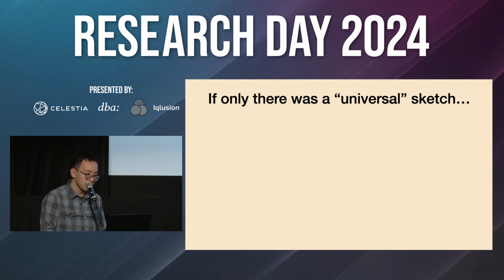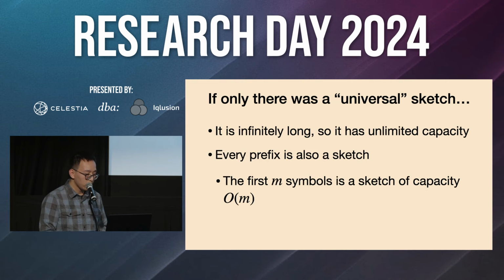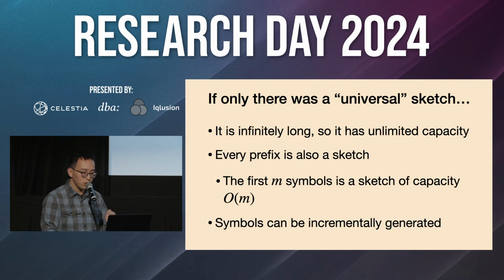So what would be really nice, and the question that we ask, is if we could design a so-called universal sketch. And here, the sketch has infinitely many symbols, so it has infinite capacity. It can be used to synchronize and reconcile an infinitely large symmetric difference. Meanwhile, each prefix of this infinitely long sketch is also a sketch, and has a capacity that is proportional to the length of the prefix, right? And then what it allows for is that Alice can now incrementally generate a longer prefix as she needs until Bob can successfully reconcile.